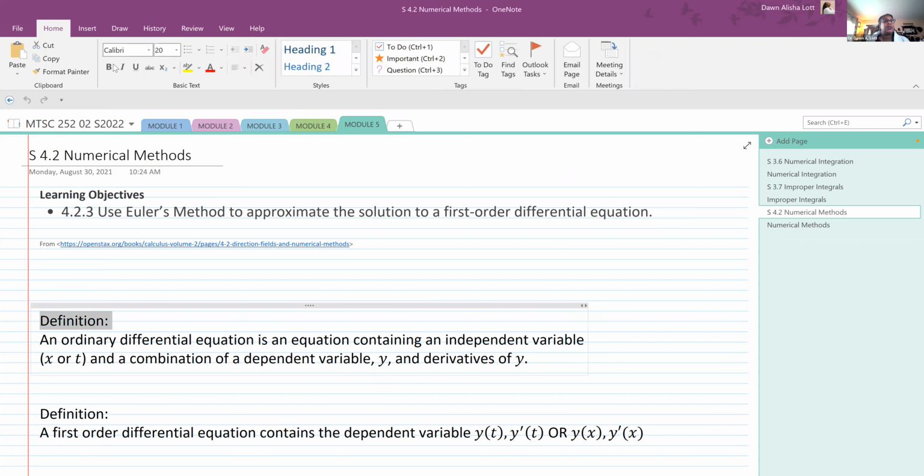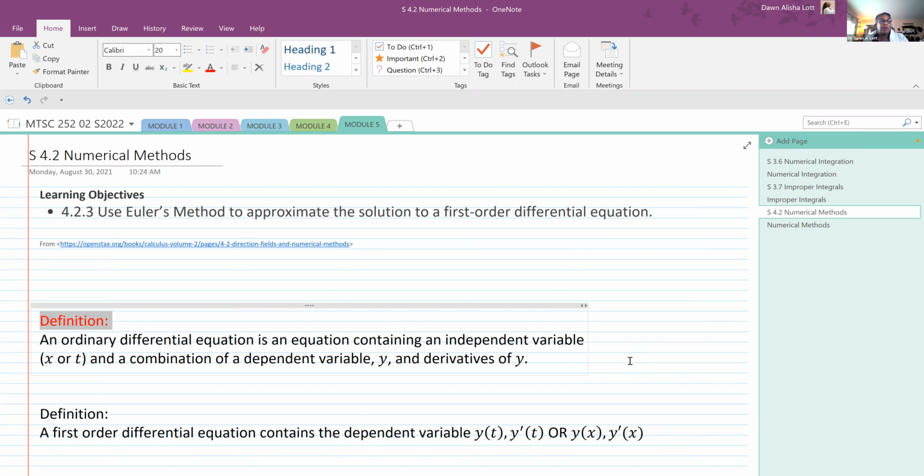A differential equation, or an ordinary differential equation, is an equation containing an independent variable, it could be x or t, and a combination of a dependent variable y and derivatives of y. In this class, the only thing we're going to work on are first order differential equations, and they contain only the dependent variable y and its derivative y prime.